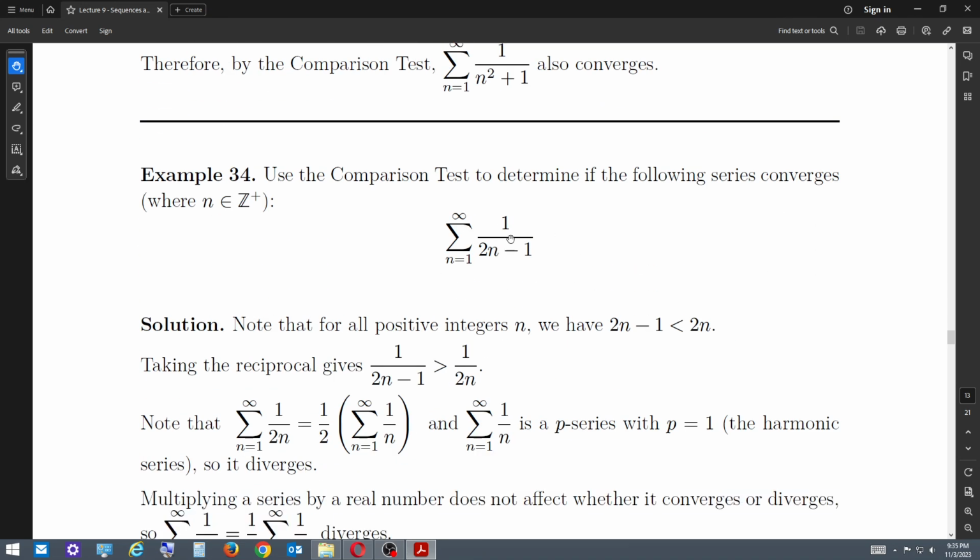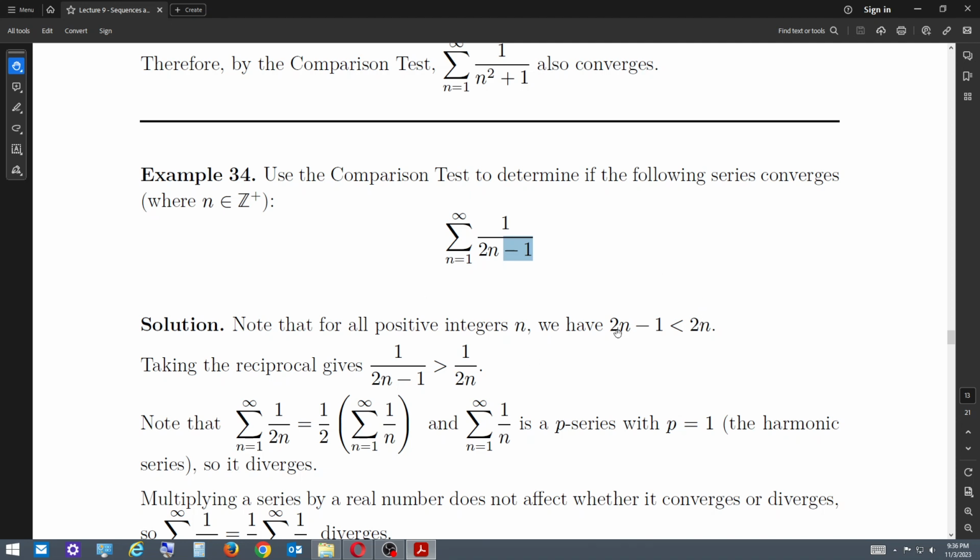If I see something like 1 over, ignoring the minus 1, ignoring the 2, my instinct would be to try to compare this with something like 1 over n, or even 1 over 2n if you want. Now, 1 over 2n is a divergent series, sorry. So what that means is I'm trying to prove that this thing is divergent. So I need to show that the terms of this are bigger than the terms of 1 over 2n, basically.